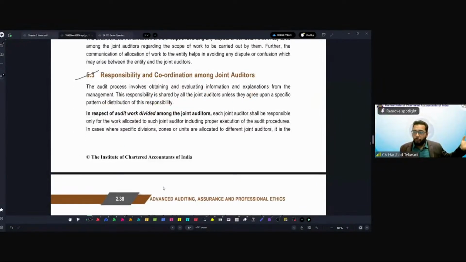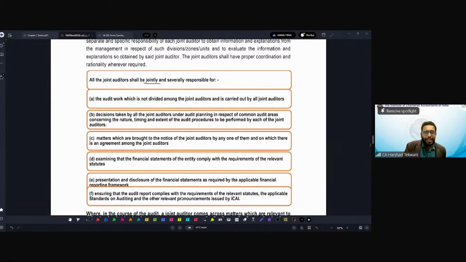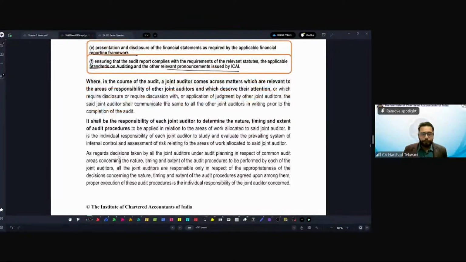Like, if the work is divided among themselves, they will be responsible. But if there is a common area, then for the common area they are responsible jointly and severally. These are the common areas, not divided, common audit areas. Anything which is brought to the notice of joint auditors, like if they communicate with each other about some fraud, then they all are responsible for that. Financial statement, when it comes to compliance with the statute, compliance with the reporting framework, or compliance with the relevant pronouncements issued by the ICAI, applicable with respect to standards on auditing.